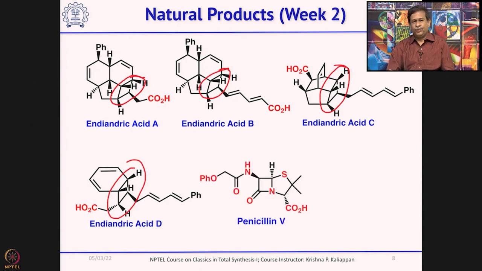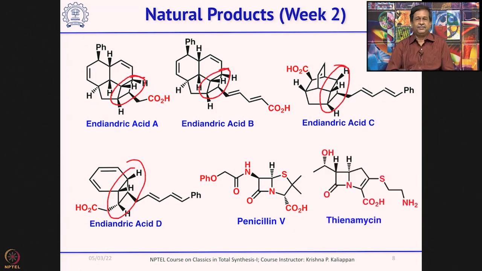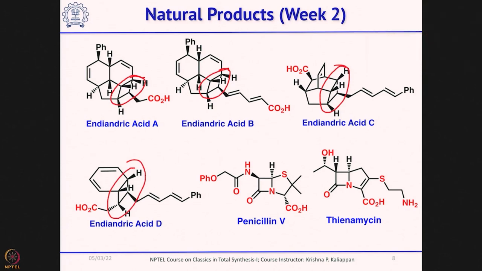Then when you talk about four-membered rings, the next class of natural products which would come to your mind is penicillins. Okay. So we will discuss synthesis of penicillin as well as thionamycin. This is the first level of antibiotics nowadays, isn't it? So in the 1950s, this was considered the best discovery in antibiotic history. Now, of late, many more antibiotics have come, but still the first level of antibiotics given is penicillins. Okay. So we will discuss the synthesis of penicillins as well as thionamycin.